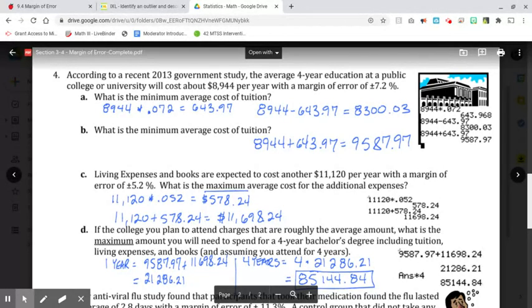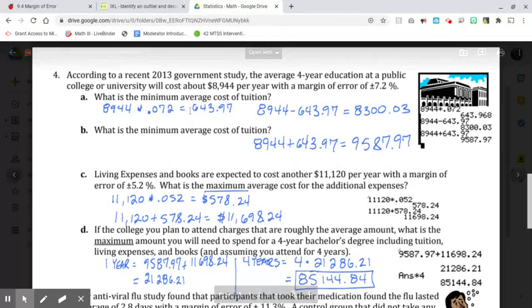So 7.2% as a decimal, if you divide it by 100, is 0.072. So the first thing we want to do, you can look at my work over here, is multiply 8,944 by 0.072. And that gives you $643.97. That is your margin of error, okay? We want to subtract that and add that.